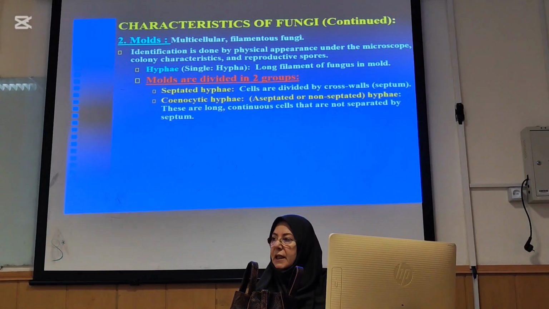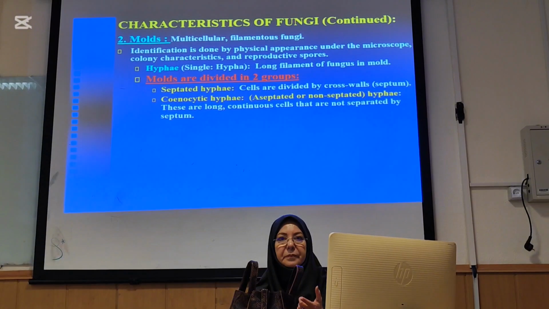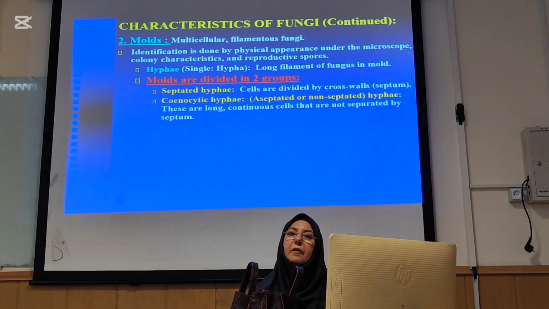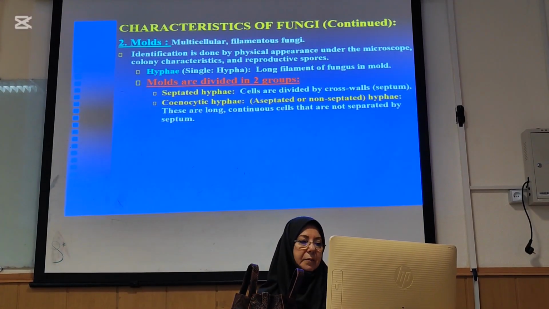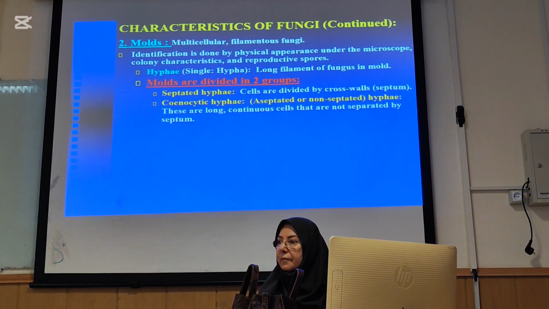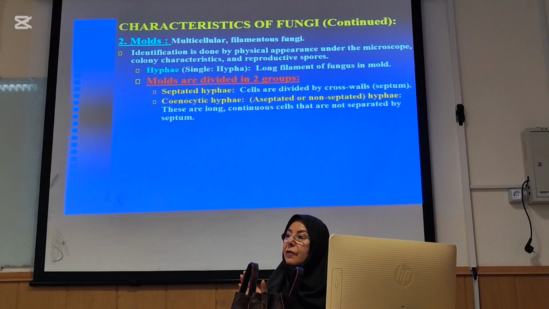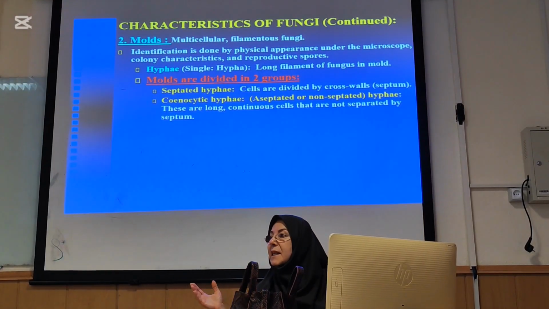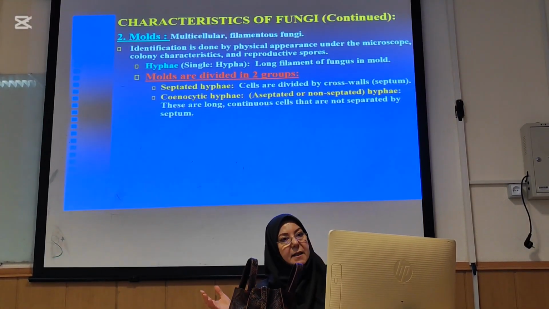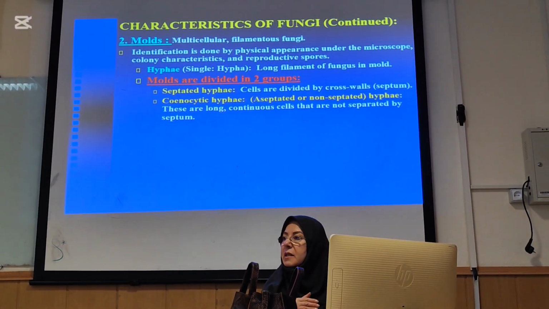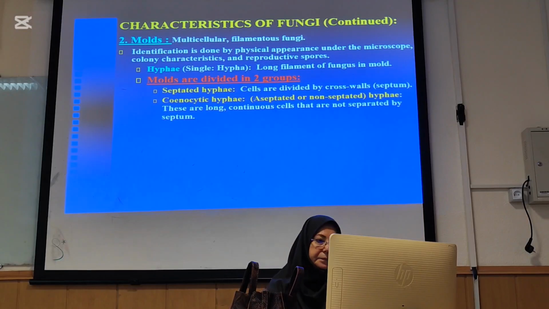The other group has the name coenocytic hyphae. So if I ask you in an exam which group of these fungi is called coenocytic hyphae: mold or filamentous fungi without any septum. Without any septum means coenocytic hyphae. With septum means septated hyphae.